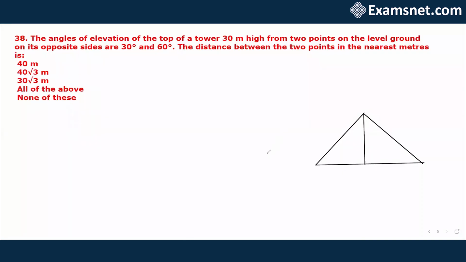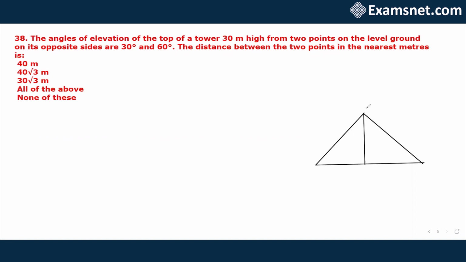Question number 38 states that the angles of elevation of the top of a tower, which is 30-meter high, from 2 points on the level ground on its opposite sides are 30-degree and 60-degree. The distance between the 2 points in the nearest meters is, there are 5 options given. Let me first explain the above scenario.